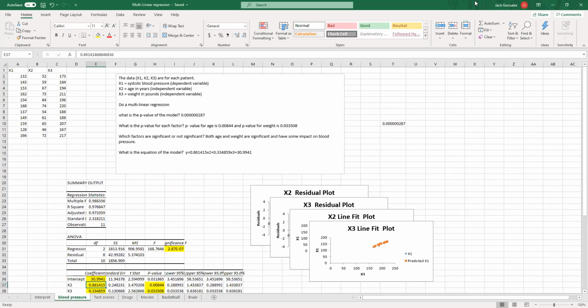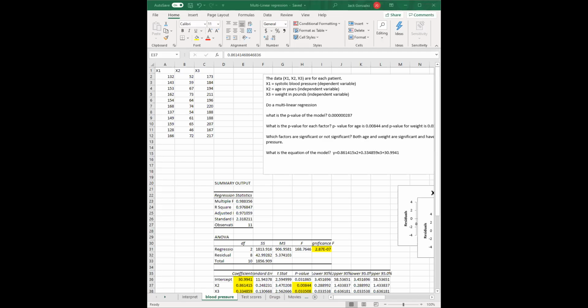Do you guys have any questions on that problem? Does that make sense? Yes, it makes sense. Okay, so that's what you're looking for. This tells you about the model. These are the coefficients that go in the equation. These tell you if these factors are significant or not.